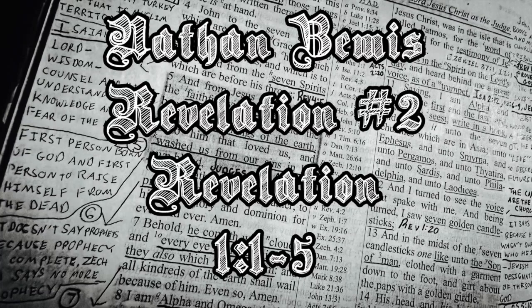Circle the word Smyrna. If you have a highlighter, a blue highlighter, it would be good to highlight these churches, because we're going to talk about these seven churches. The third church is Pergamos in 2:12. Circle Pergamos. Revelation 2:18 is Thyatira. Revelation 3:1 is Sardis. Revelation 3:7 is Philadelphia. And Revelation 3:14 is Laodicea, the seven churches.